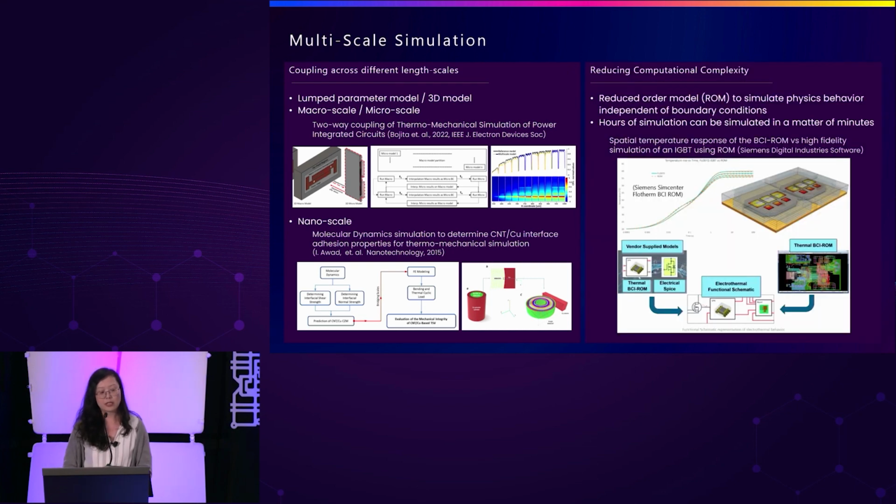And one way to reduce such computational complexity is the use of reduced order models. Currently in Siemens Simcenter Flotherm, you can use a reduced order model to represent the physics of your 3D component and connect it with a system level model. And what you can do is plug and play with different reduced order models that come from your components and see how they are going to impact system performance without running a high fidelity simulation every single time.